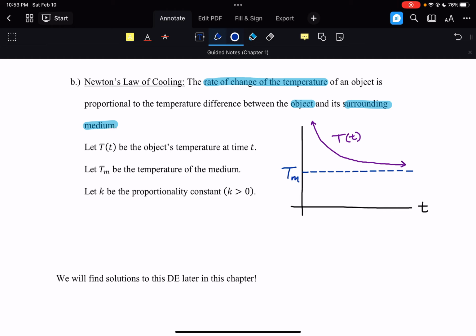Using these variables, there is a differential equation that governs this relationship, and that is dT/dt, the derivative of temperature with respect to time, equals negative k times the quantity T of t minus T sub m.